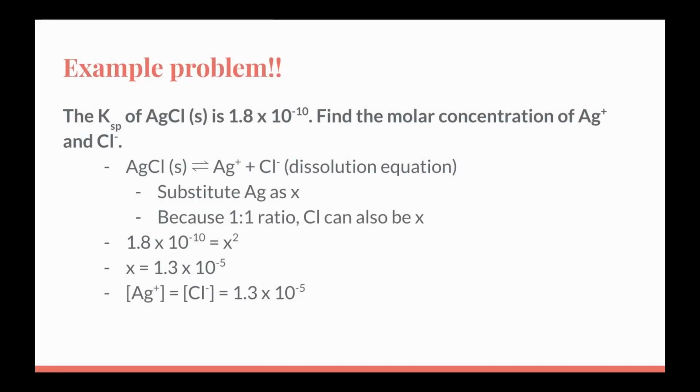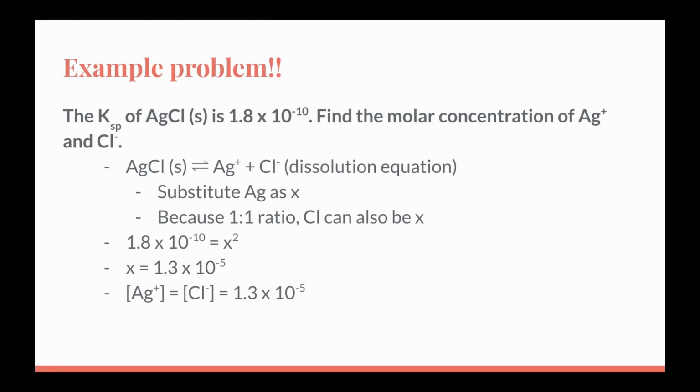Okay, let's look at an example problem. The Ksp of AgCl solid is 1.8 times 10 to the negative 10. What is the molar concentration of Ag plus and Cl minus? Well, we first have to set up the equation, which is AgCl dissociates into Ag ions and Cl ions, which is known as the dissolution equation that David explained earlier.